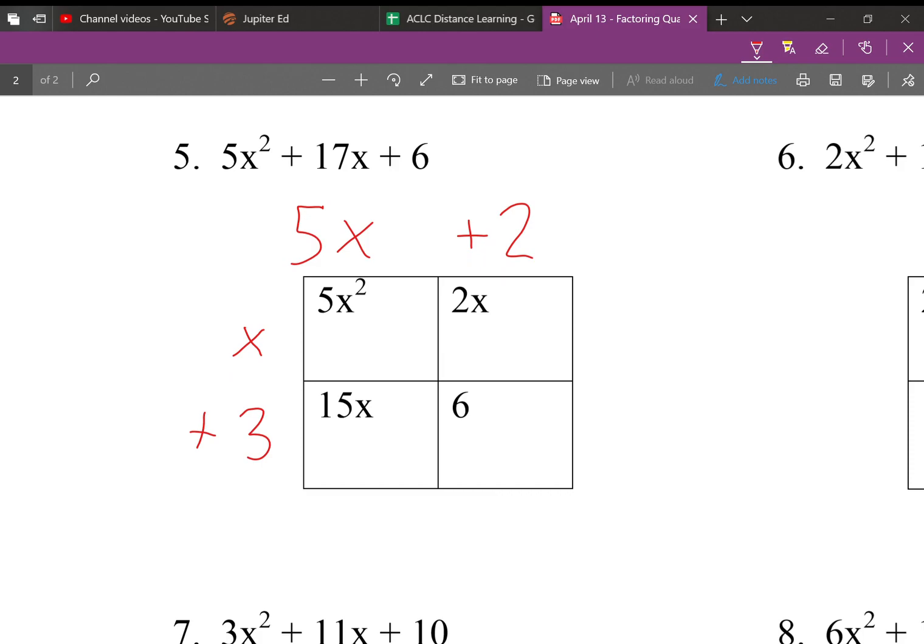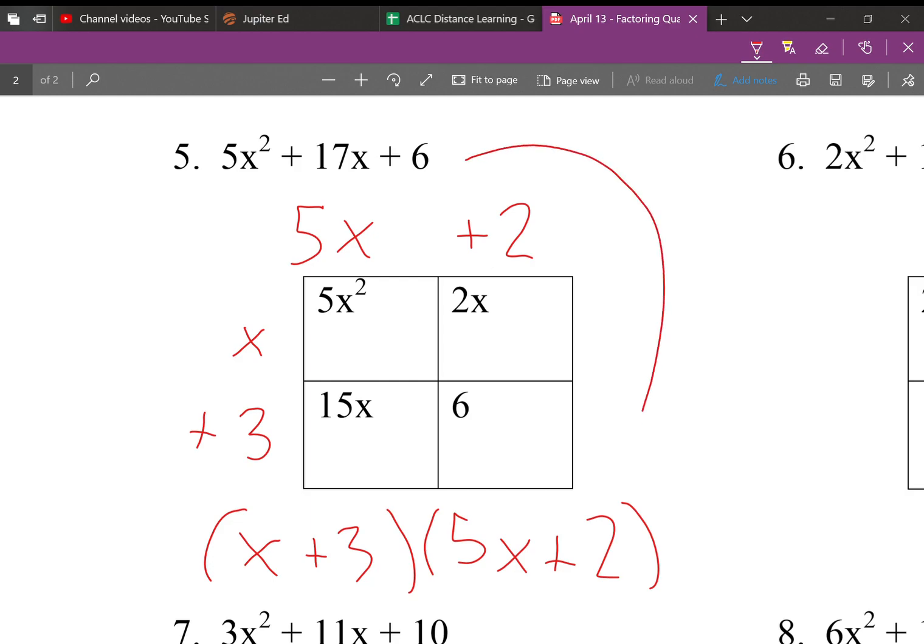We're going to write that 5x squared plus 17x plus 6 is equal to, in factored form, the x plus 3 from the front times the 5x plus 2 from the top. And again, there's not really room to write it, but the whole idea is that this top thing is equal to this bottom thing.